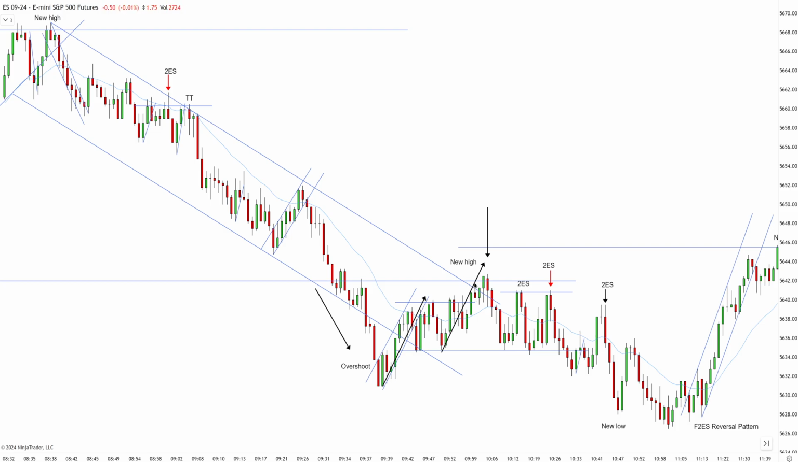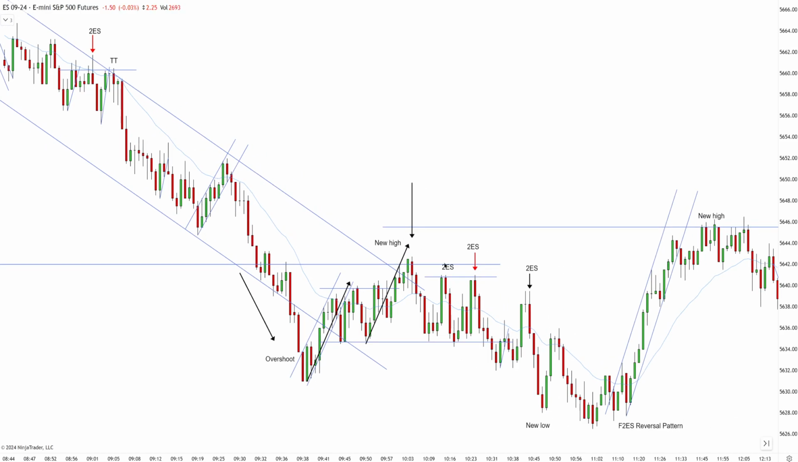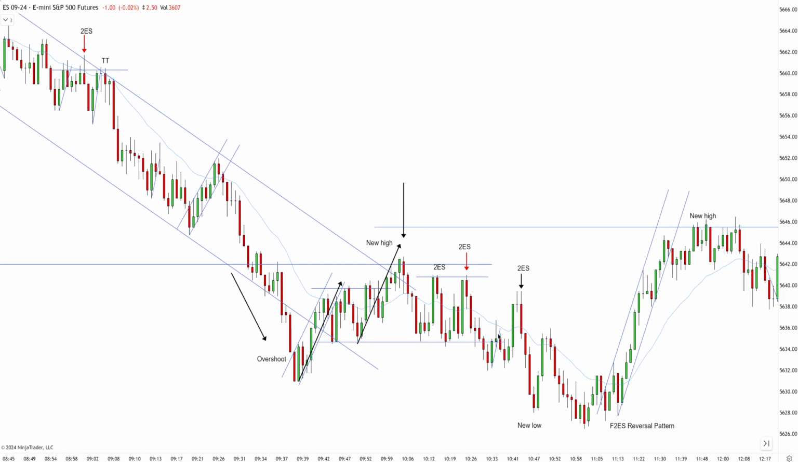I projected it to a pullback, and only after the break of the trend line, this is how you know that the overshoot kicked in. A push below the EMA is a resumption of the downtrend, and now you're safe to be looking to sell. A bunch of second entries on the way down.